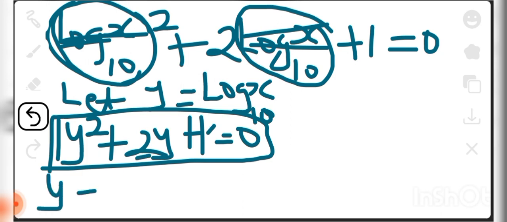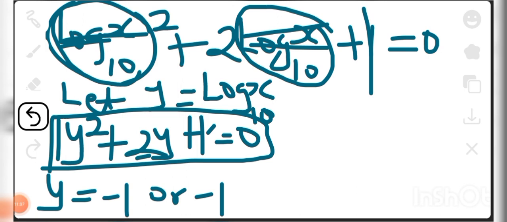So if you do that, y will be equal to -1 or -1. So you have -1 two times. So both of them give you the same thing. So record that. Remember that we call this one y. Look at it.